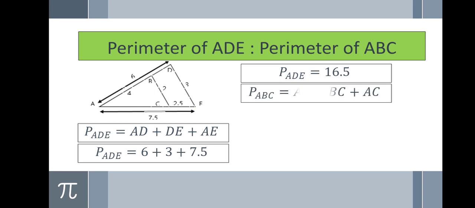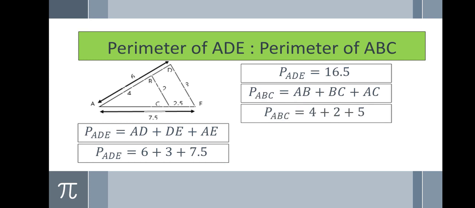So in order to get the perimeter of ABC, simply add the following sides. Again, AB is 4, BC is 2, AC is 5. 5 is the value of AC, and that is AE minus CE. And then the sum is 11. Now get the ratio of the perimeter of ADE and the perimeter of ABC.